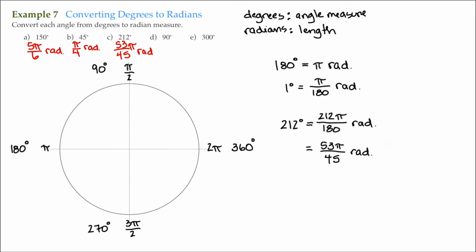90 degrees, we can see right here, 90 degrees. That's 90 pi over 180. That reduces to pi over 2. So this is pi over 2.